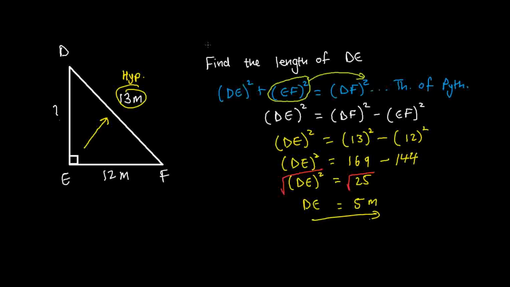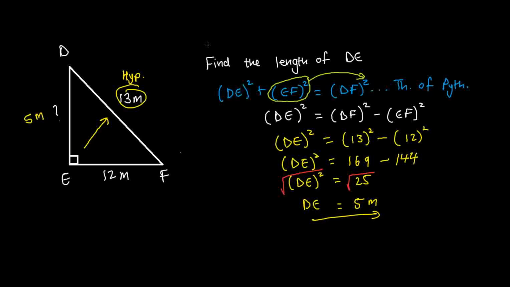Very similar to the other example, but in this case we have to find the other side of the right angle triangle. So just to recap, what does the theorem of Pythagoras state? It states that the hypotenuse squared is equal to the sum of the squares of the other two sides.